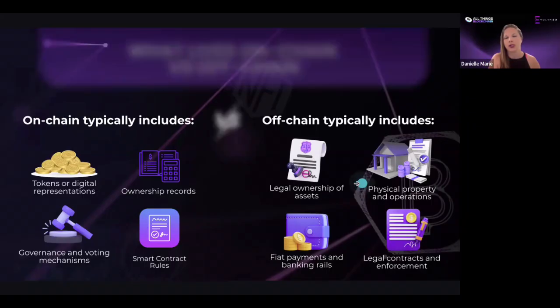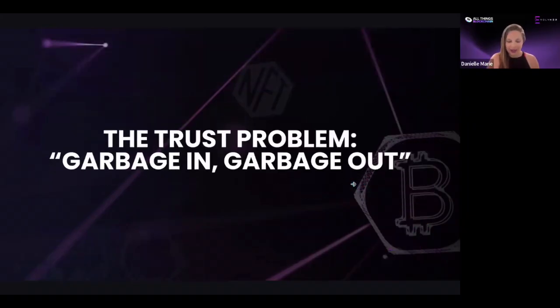It's very important to understand that, because there's a big problem with RWAs and how information gets put onto the chain. It's often referred to as garbage in, garbage out. If you're putting bad data or bad information onto the chain, yes, once it's on there, it's immutable and transparent and all of that, but it's still not good data.